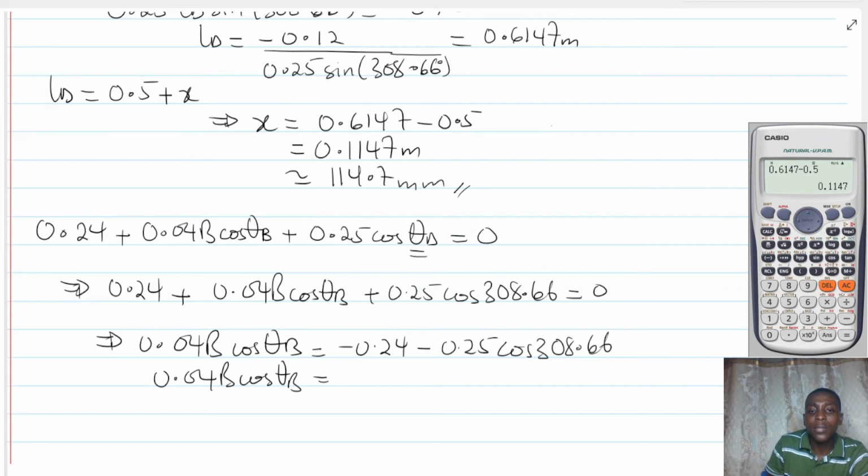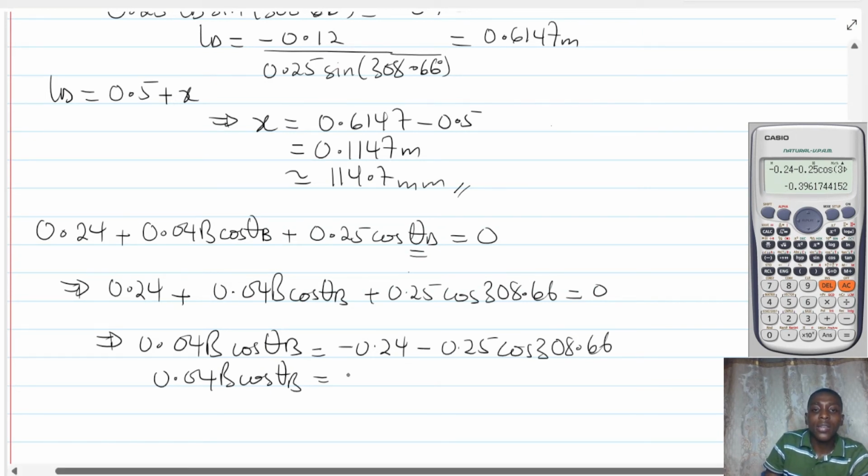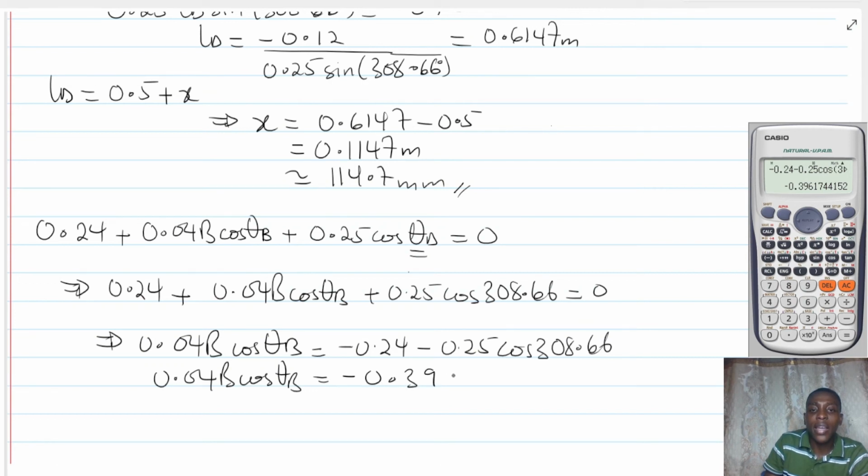Now simplifying this further, I'm going to get minus 0.24 minus 0.25 cosine 308.66. So that is going to give you minus 0.396. So minus 0.396. All right. Let's call this equation 3.